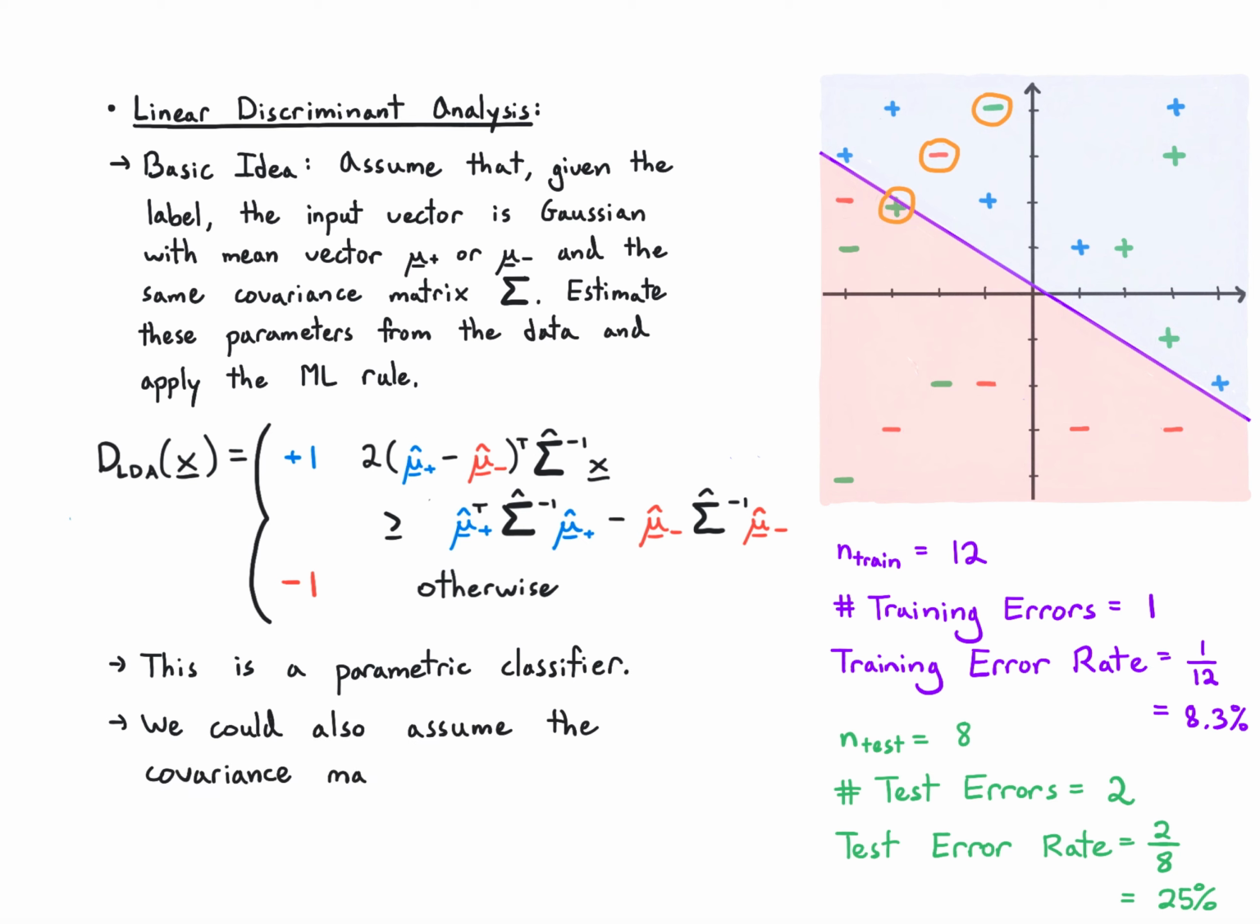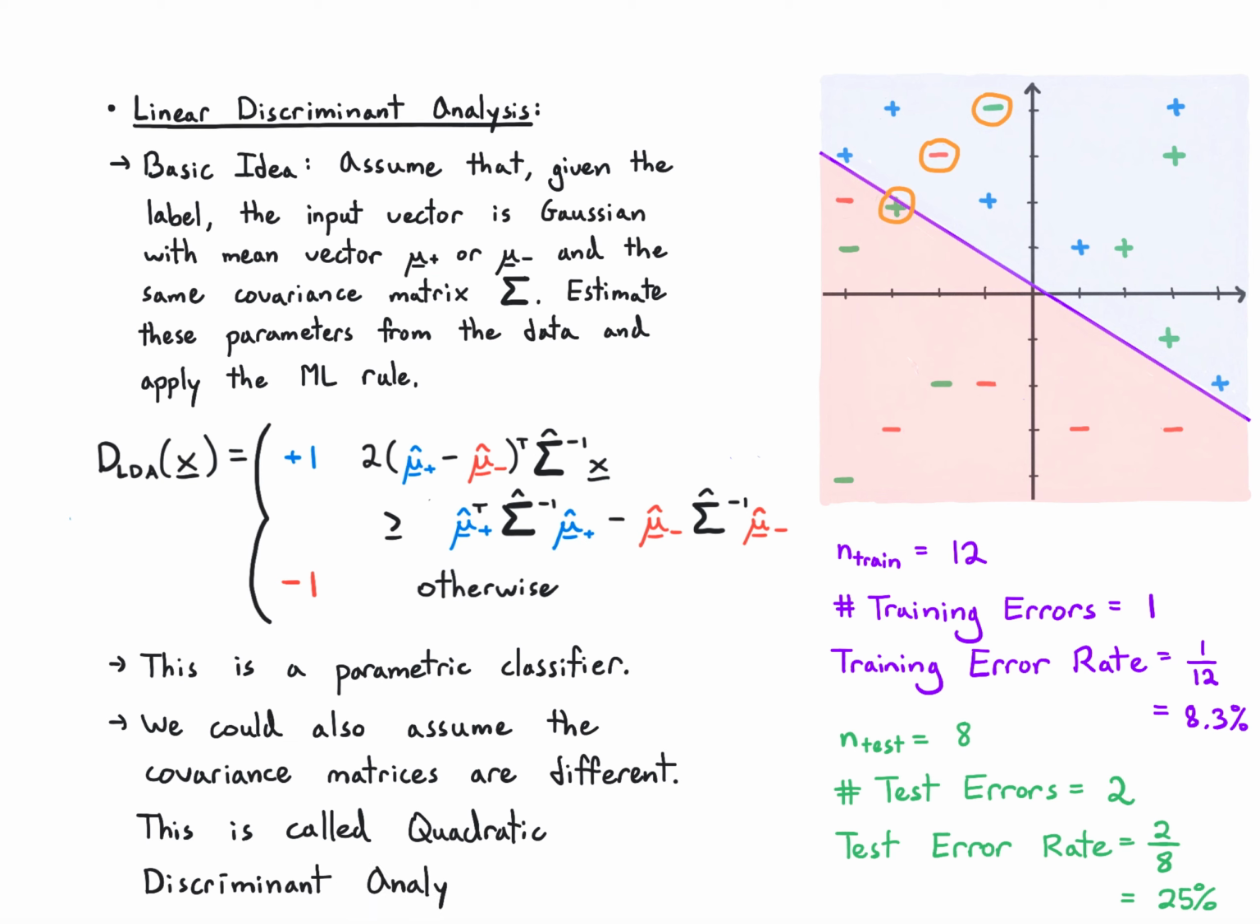I could have assumed that the covariance matrices are different, and then I would have ended up with something called quadratic discriminant analysis. The reason it's called quadratic is you're keeping this quadratic term, which is x transpose times the covariance matrix inverse times x. So that's like a square term. And then you get a curved decision boundary, but we're not going to cover that here.